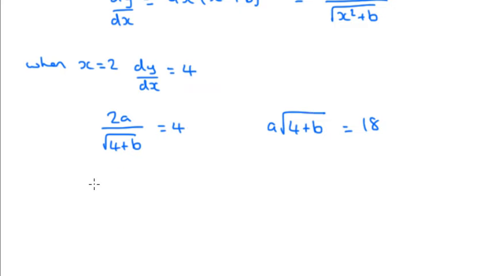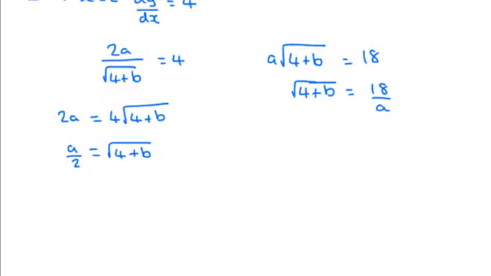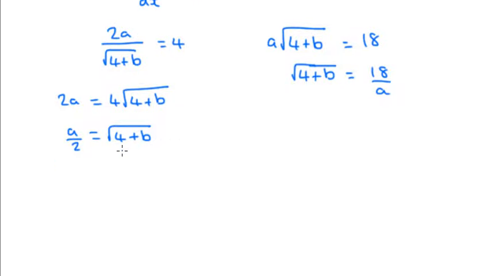So how are we going to solve this now? Well, if we times this equation by root of 4 plus b and divide by 4, we're going to get that a over 2 is equal to the root of 4 plus b. And over here, we can say something about the root of 4 plus b as well. The root of 4 plus b is going to need to equal 18 over a. So we've got a relationship there. We can now say two things that the root of 4 plus b equals. So a over 2 also needs to equal 18 over a.